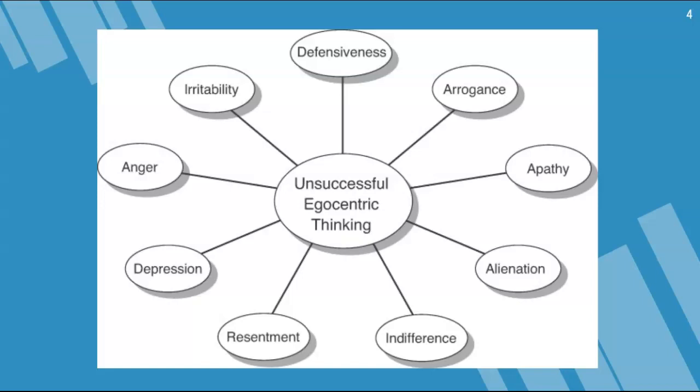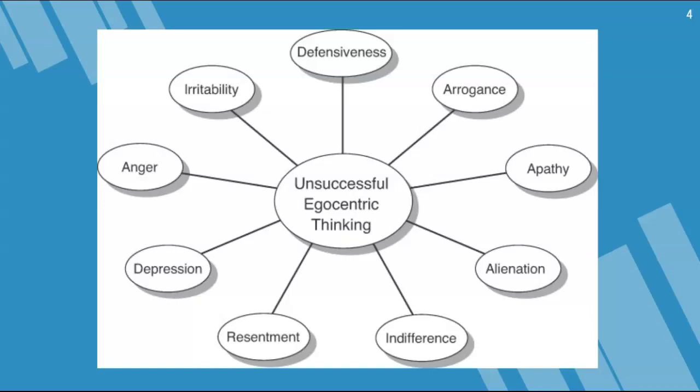There are a lot of examples we can talk about when it comes to the problem of egocentric thinking, but these are the ways we know that we're emotionally experiencing it. Okay, so now we'll talk about this chart. Anger, irritability, defensiveness, arrogance, apathy, alienation, indifference, resentment, depression. Okay, so this is when we get caught up in all that egocentrism.